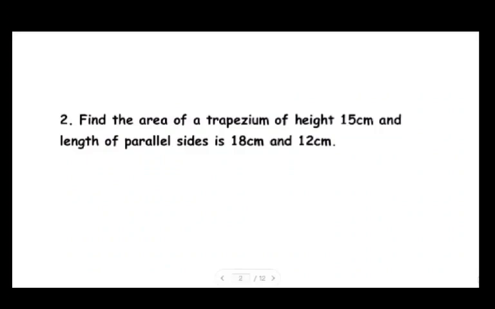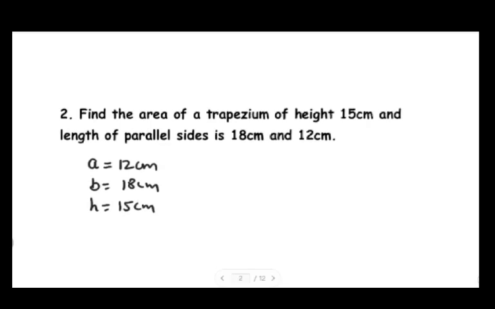Okay, so let's start. Find the area of a trapezium of height 15 centimeters and length of parallel sides 18 centimeters and 12 centimeters. So let's jot everything down. I normally take my smaller side as A. So I'll put my A as 12 centimeters, B as 18 centimeters and my height as 15 centimeters.